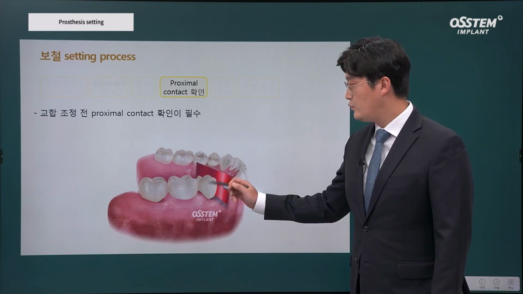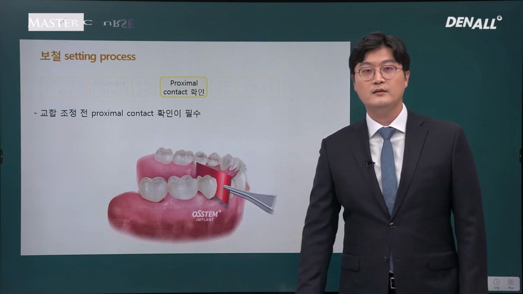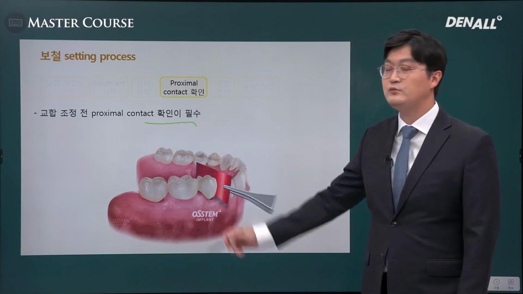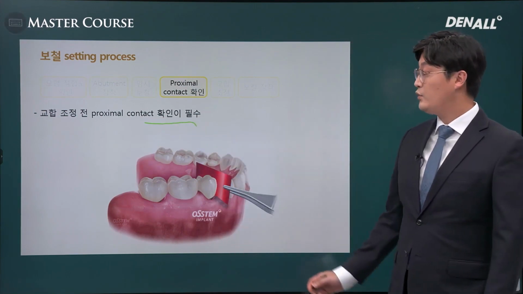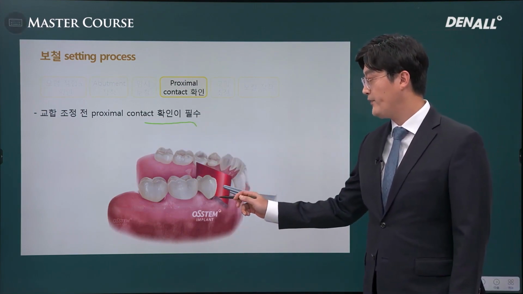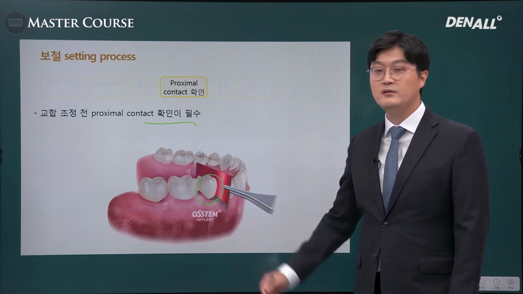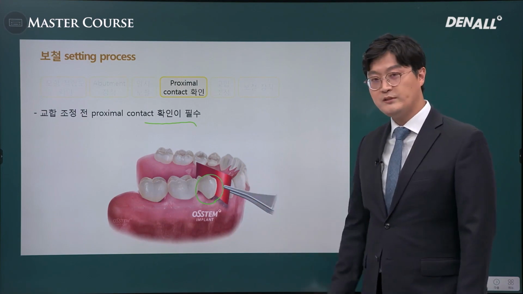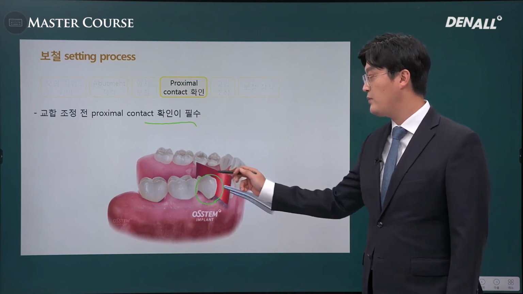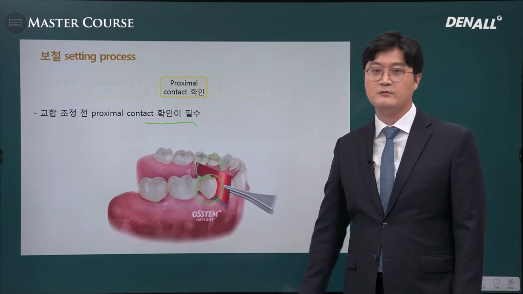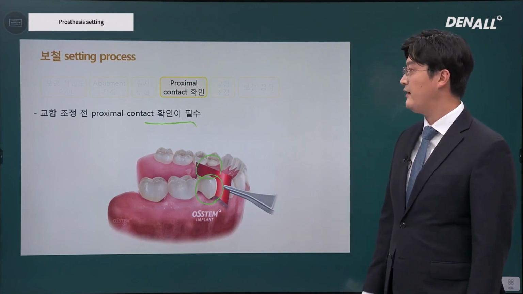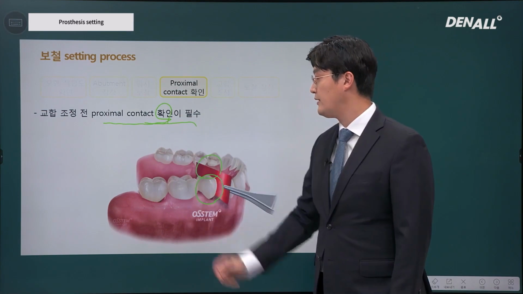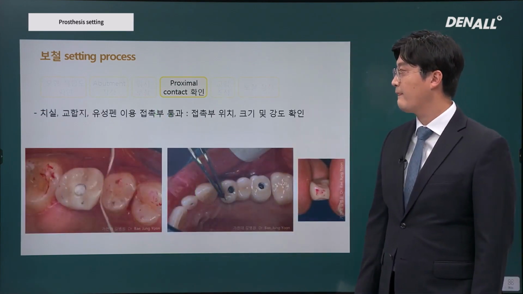When you have done up to the provisional, now you are going to set the final prosthesis. You need to check the proximal contact first. If the proximal contact is too tough and if it is not seated properly, then you may get the misconstrued idea that the prosthesis does not fit well or that the occlusion is high. Therefore, before doing occlusal adjustment, you need to check the proximal contact.